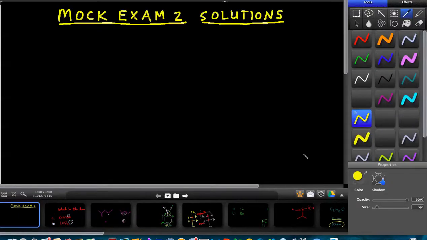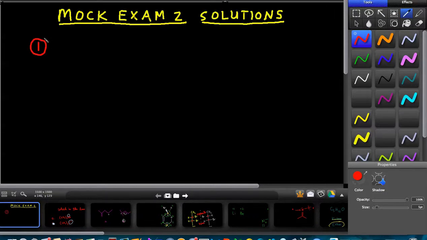All right, so we're going to begin discussing the solutions from the mock exam that we took in class on Tuesday, May the 6th. So let's begin with number one. We have a very straightforward stoichiometry question.